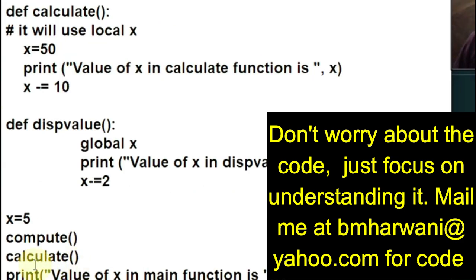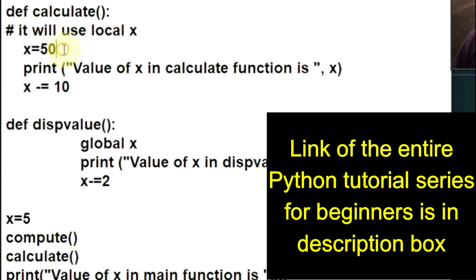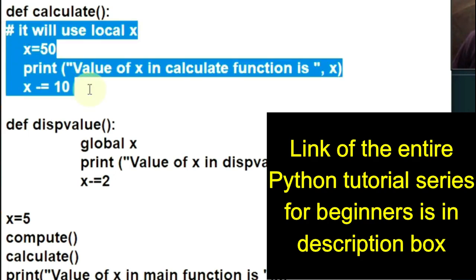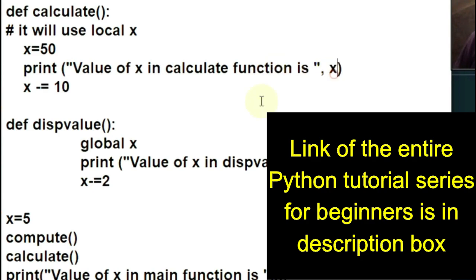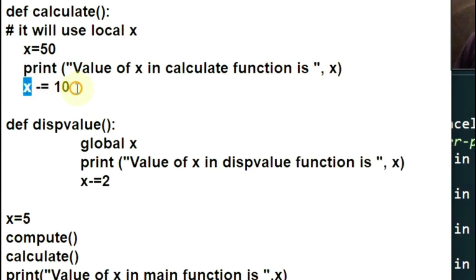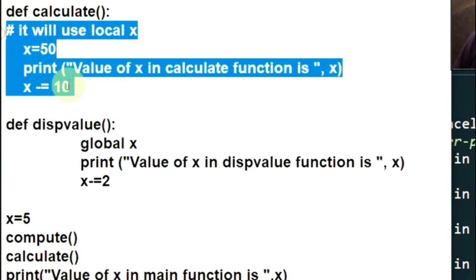Okay. Now you are invoking calculate function. Control will come over here. See, you are defining a local variable here. Whether the name of this variable is same as a global variable, still this will be considered as a local variable, and its changes will be confined within this function only. Value of x in calculate function is 50. You are subtracting value 10, making the value of x as 40. But the value of x equal to 40 is visible only in this function.